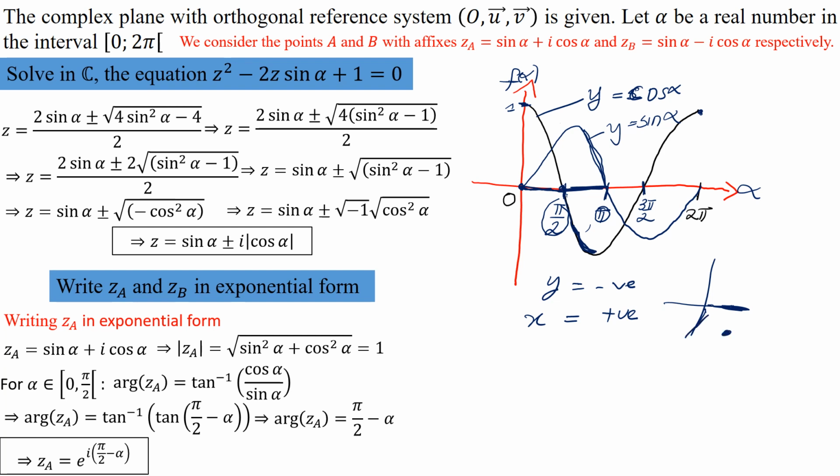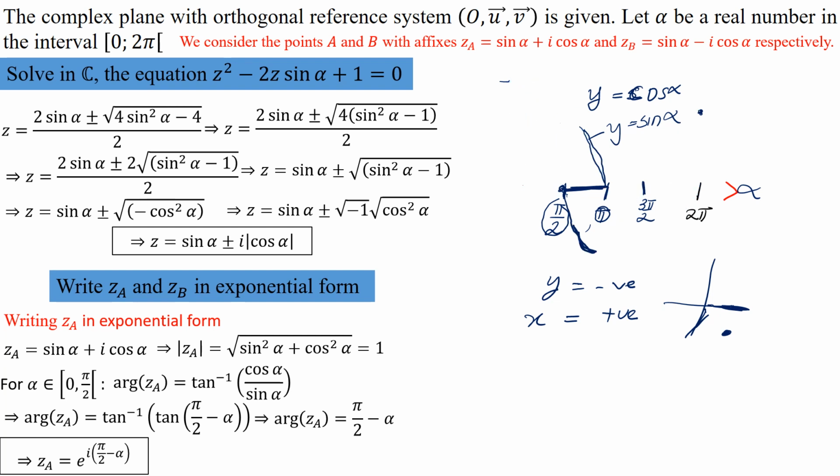So in the fourth quadrant, we have that the argument is just negative tan inverse of cos alpha divided by sine alpha. So that's why it was very important to note that. Alright, so let us proceed.